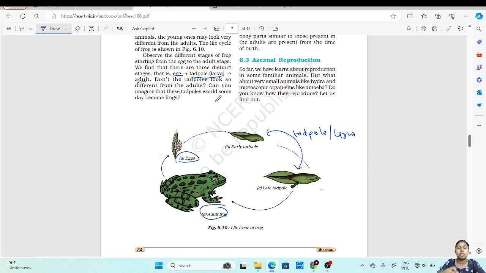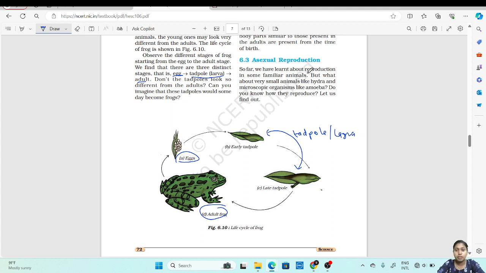Asexual reproduction. Till now what we have seen is sexual reproduction, where both the parents are involved, that is male and female. Now what is asexual reproduction? Asexual reproduction is where only a single parent is involved.